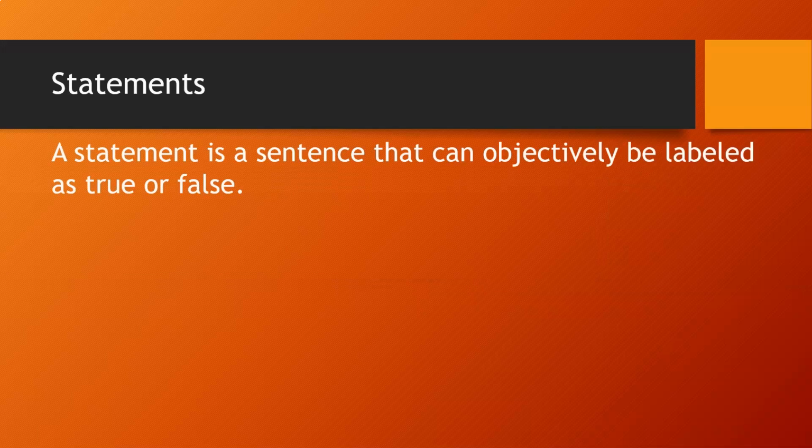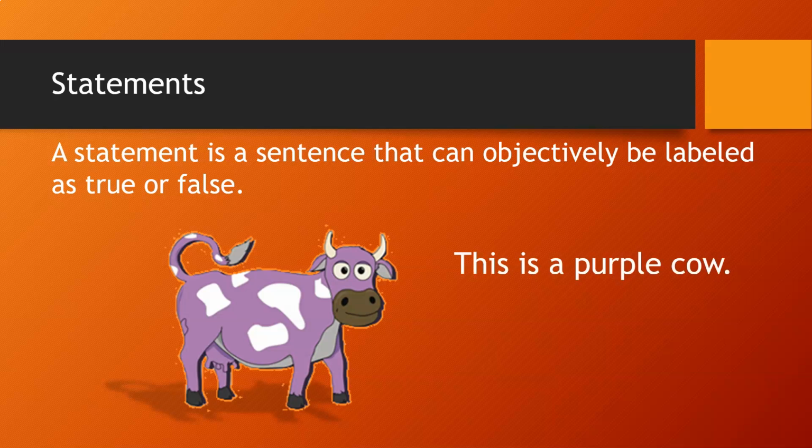In the world of logic, a statement is a sentence that can objectively be labeled as true or false, but not both. So if I look at this picture and say, this is a purple cow, I've made a statement. It's a statement because I can objectively say, yes, that's true, it is a purple cow.